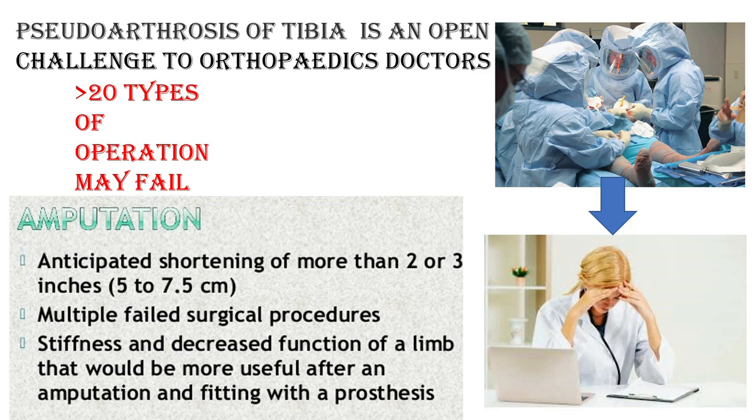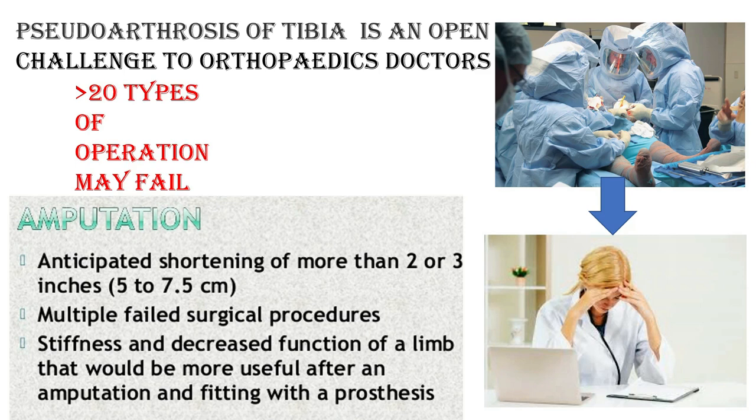And the indication of amputation in case of pseudoarthrosis of the tibia is operation done more than 2 to 3 times, or there is significant shortening, 2 to 3 centimeters, or more than 5 to 7 inches shortening, or there is stiffness, decreased function or a failed limb, or maybe associated deformity of the foot, we can go for amputation. But just think about the child and the family.